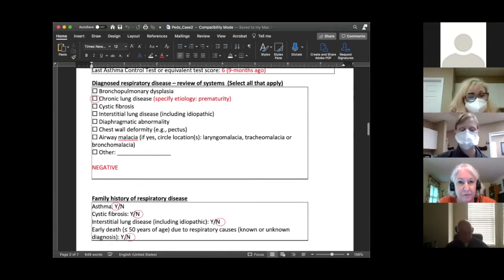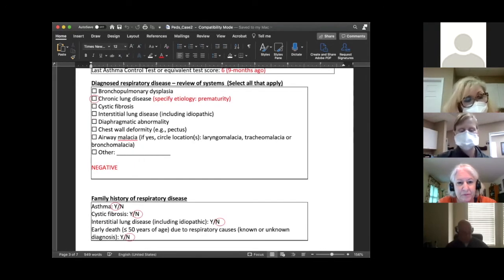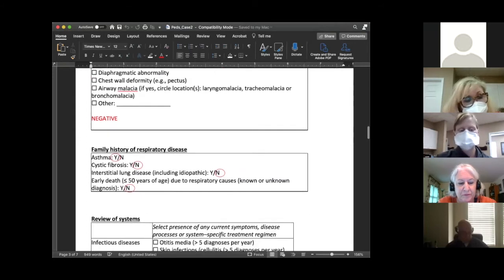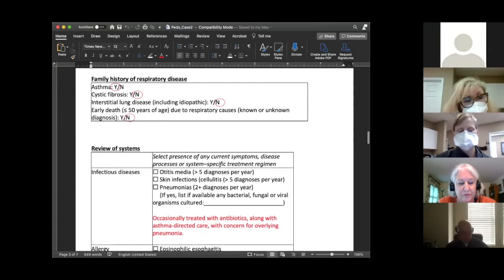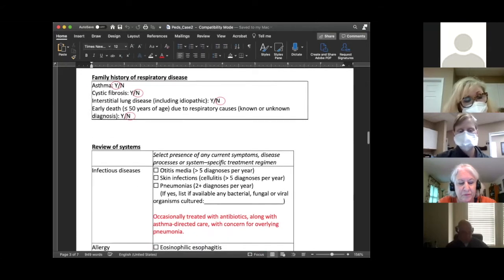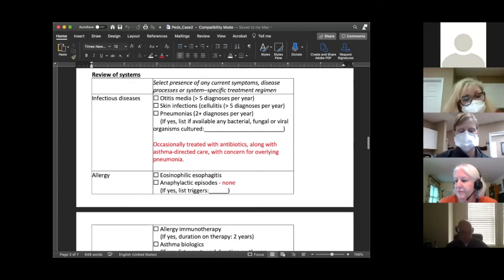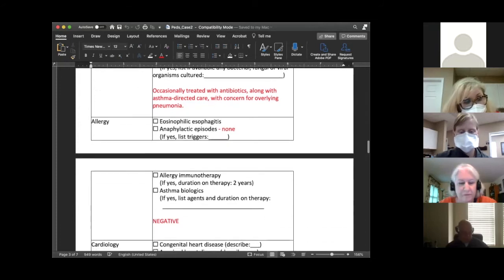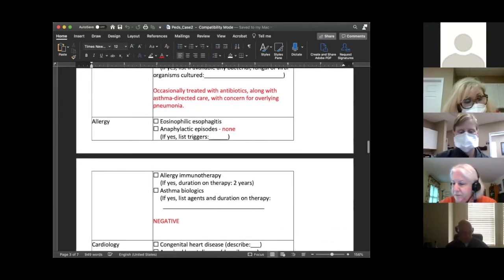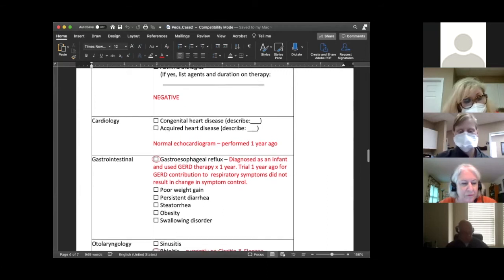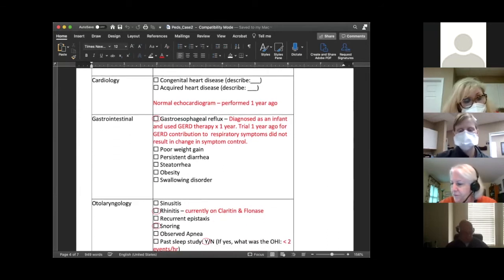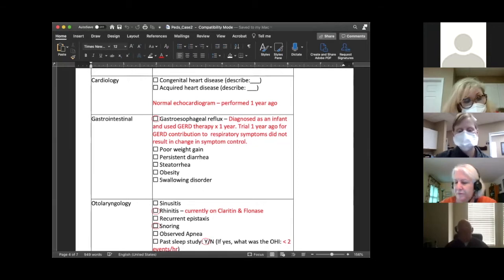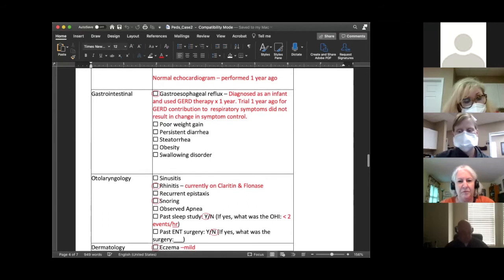She does have a history of chronic lung disease, which complicated the concrete diagnosis of chronic lung disease of prematurity. There is a strong family history on both the paternal and maternal sides. She is occasionally treated with antibiotics along with her asthma exacerbations, because of concerns for a pneumonia-like picture, sometimes on x-ray, sometimes not. She's had a normal echocardiogram. She was treated for GERD as an infant. It didn't seem like it really helped too much when it was attempted.